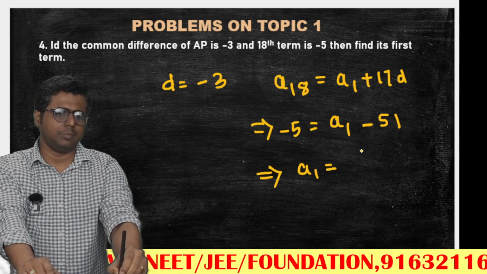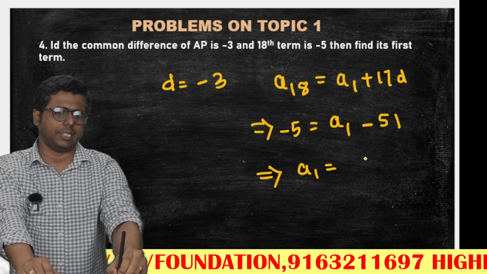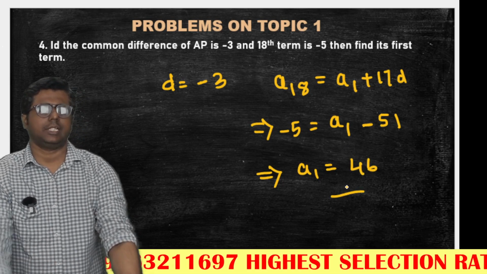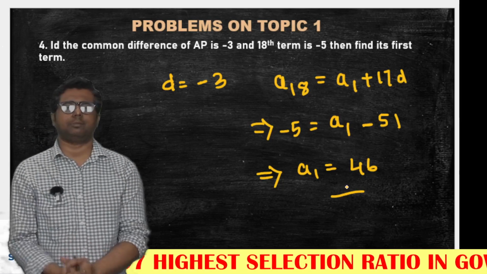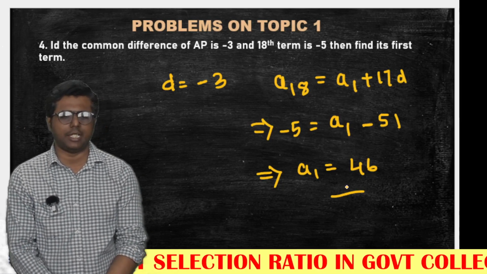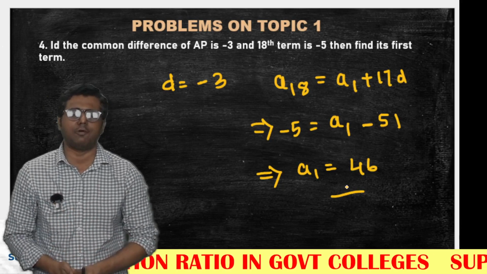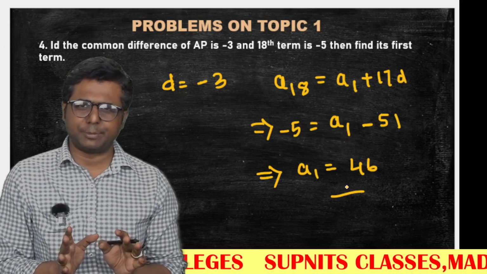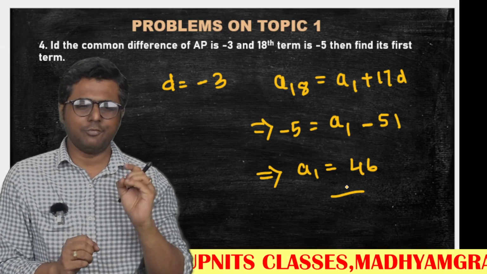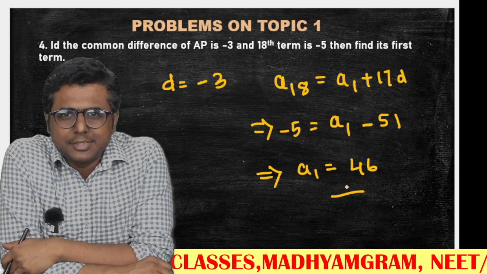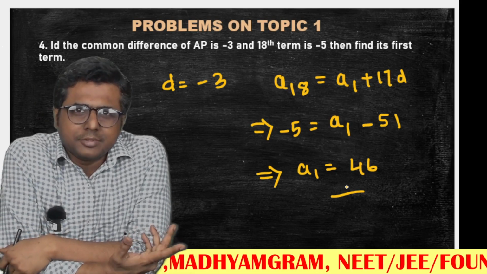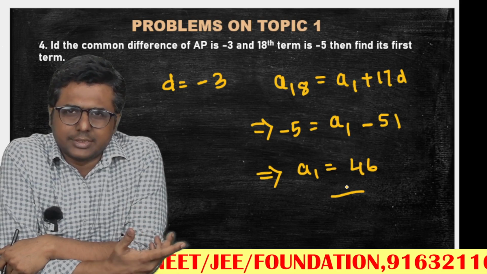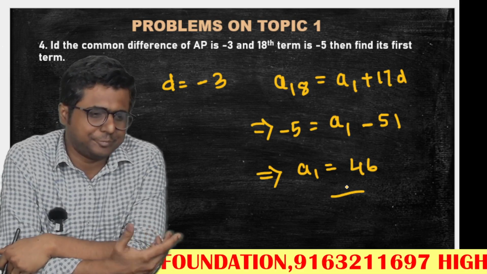So, A1 will be minus 51 plus 51 minus 5, so 46. Because again it is just application of formula, substitution method, one term is given, another is not given, put in the formula, find out the answer. Very simple, scoring, beautiful chapter, right? Very well loved by the students. As I have seen in my years that I have taught, this chapter is very well loved by the students because this gives marks, as simple as that.